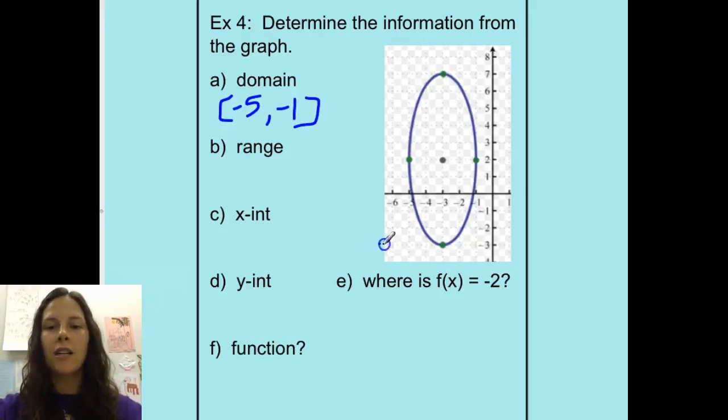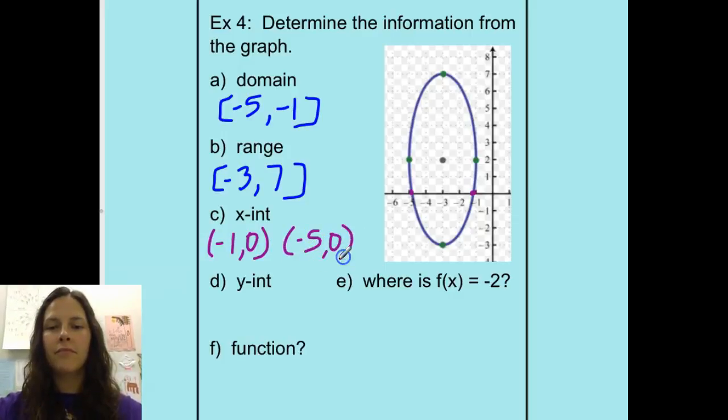The range would be those horizontal lines. We would start touching the graph down at -3 up to +7. All right, any x-intercepts? Where does the graph cross the x-axis? I will be rounding a little bit. They don't cross exactly at -1 and -5, but just to make it easy, we'll say that it does. Y-intercepts, anywhere that the graph crosses the y-axis. In this case, we don't have any y-intercepts.